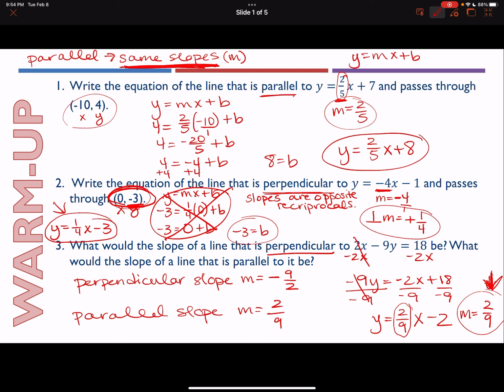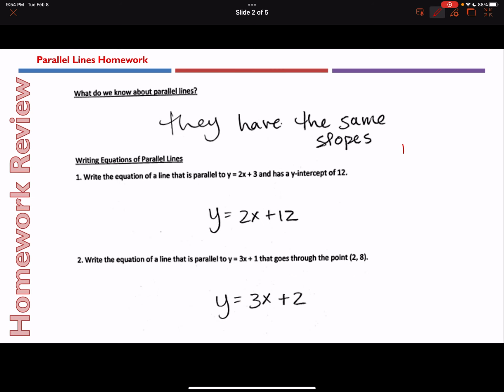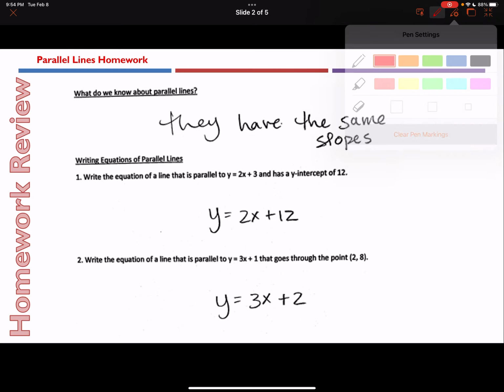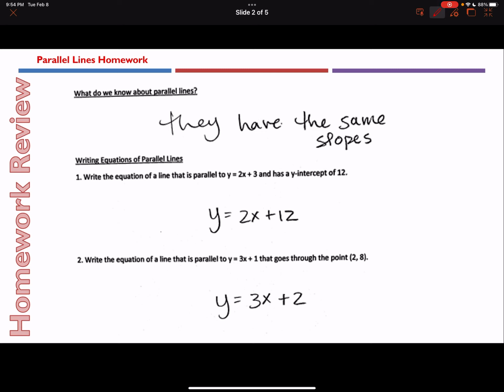All right, so now that you've done a couple practice problems to get ready for your quiz, let's go over homework. So this homework was due last week. This was the parallel lines homework. So get out this parallel lines packet. Remember, it's on the back page of the parallel lines note packet. So you can pause the video if you need to. Get that parallel lines note packet out and check these homework answers.